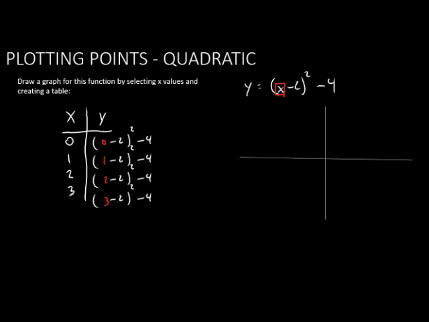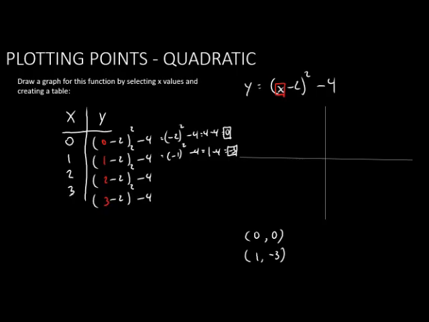For my first y, I'll take 0 minus 2 squared, which is negative 2 squared, and then minus 4. Negative 2 squared is positive 4, minus 4 will give us 0. Therefore, my first point will be 0 for my x and another 0 for my y. We'll run the calculation again when x equals 1, and we'll take 1 minus 2, which is negative 1, squared minus 4. But negative 1 squared is positive 1, minus 4 will give us negative 3. My next point will be 1 comma negative 3.